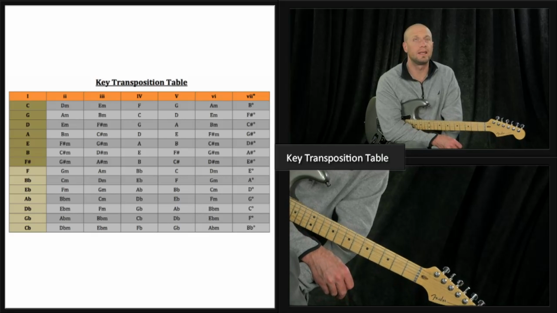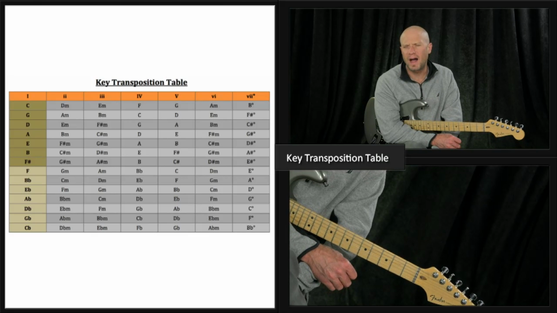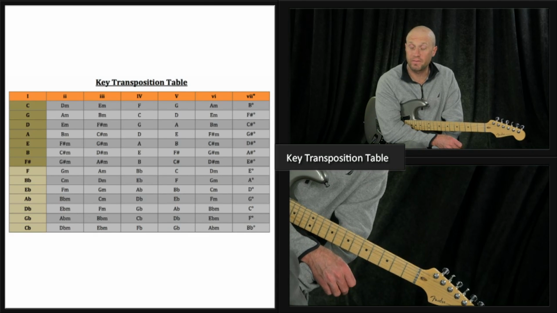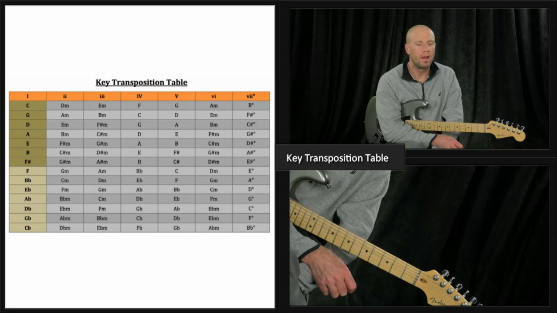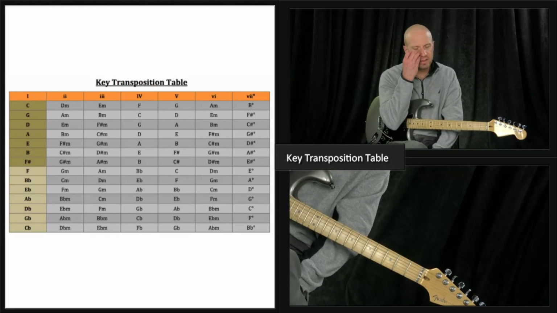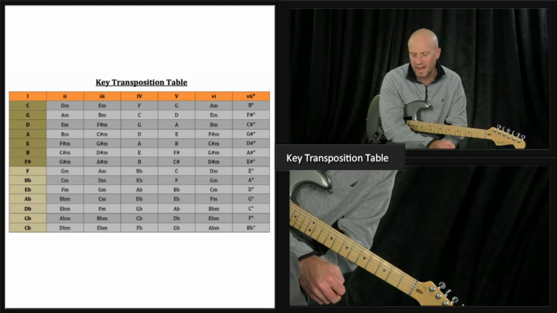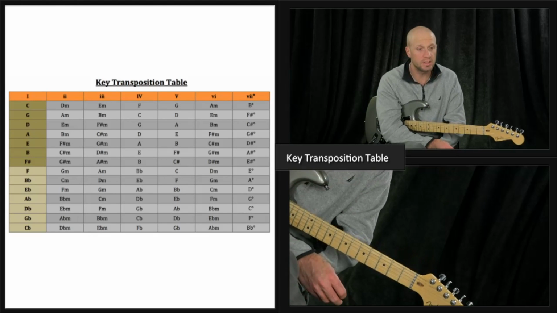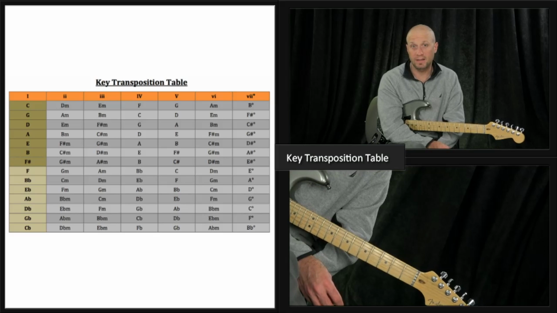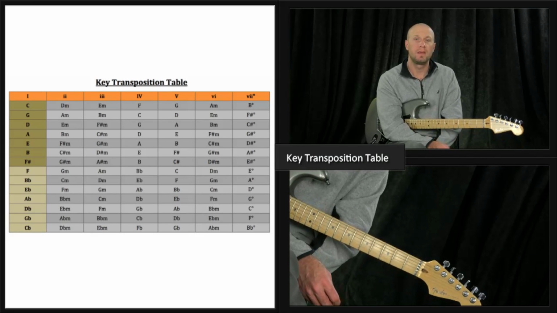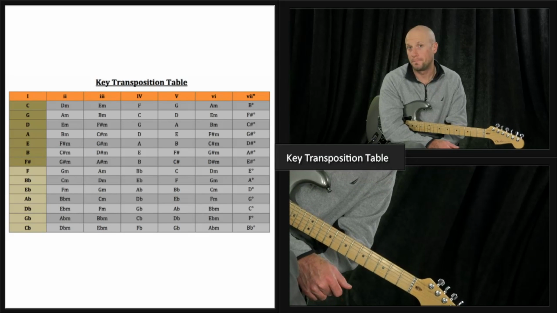G Mixolydian. Well, G is the 5, because we know that Mixolydian is the 5th mode of a major scale. G is the 5 of what key? G is the 5 of C. Okay, so G Mixolydian is going to have the same key signature as C major, no sharps, no flats. So the 1-4-5 in G, based on the key transposition table, or based on the fact that I just know my intervals, is going to be G, C, D minor.